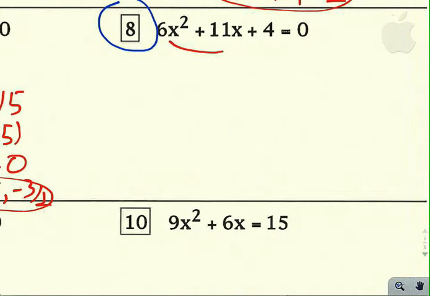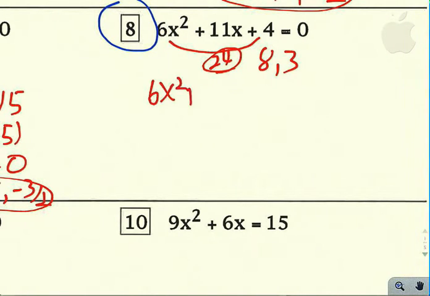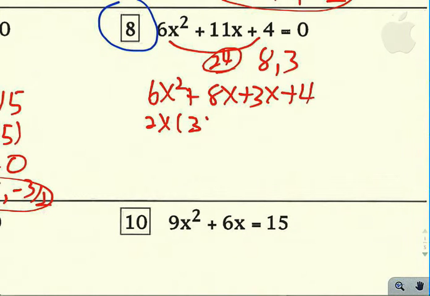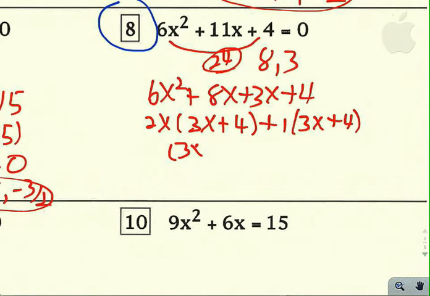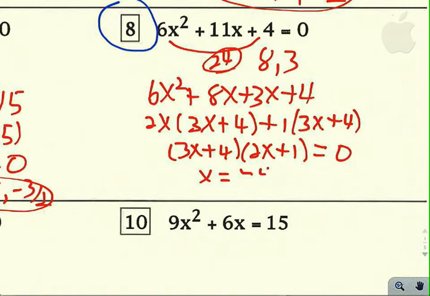Number 8. Multiply those, you get 24. Two numbers that multiply out to 24 and add up to 11 are 8 and 3. Do grouping. So x is -4/3 or -1/2.